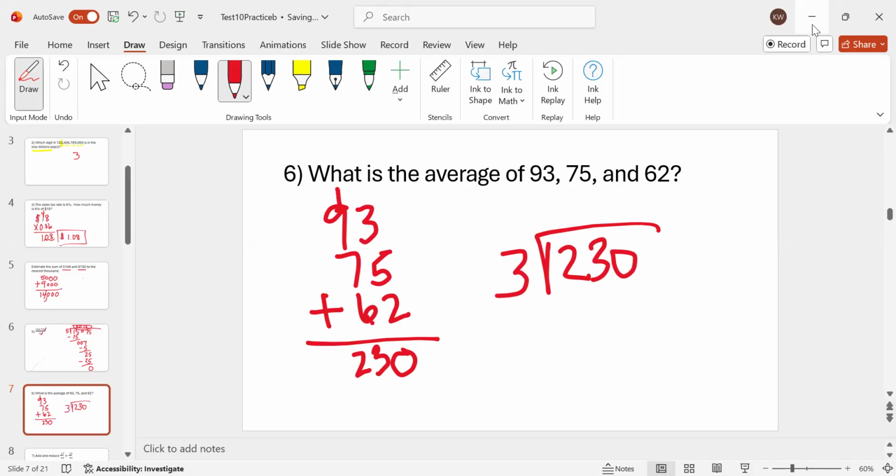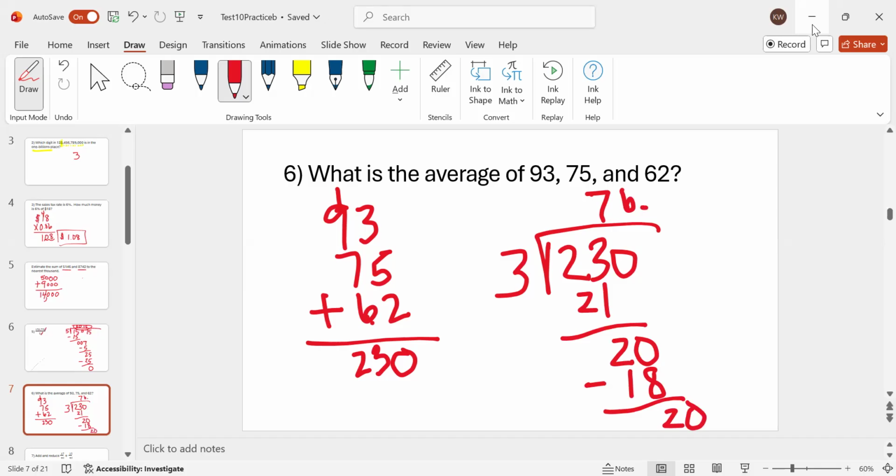I get 3 goes into 23 7 times. 7 times 3 is 21. 20. 3 goes into 20 6 times. 6 times 3 is 18. And then you get 0. And then if I bring down a 0, 3 goes into 20 again, so this is going to keep giving me sixes. All right, and I put that bar over there, so the 6, 6, 6, 6, 6, 6, 6, 6.